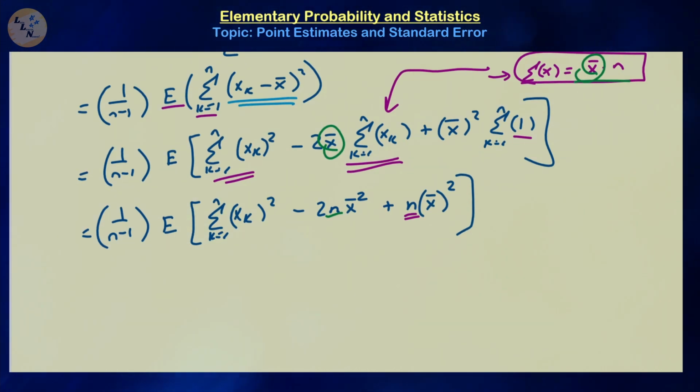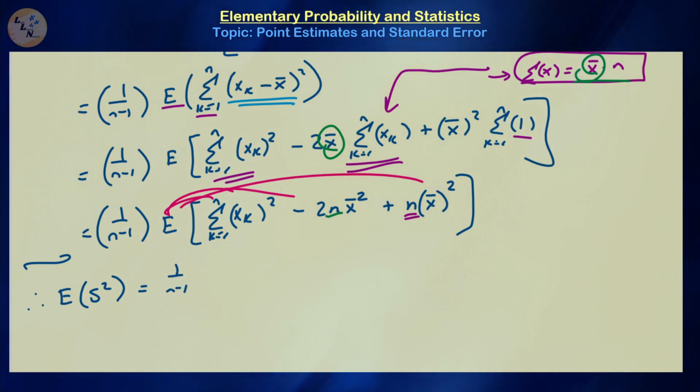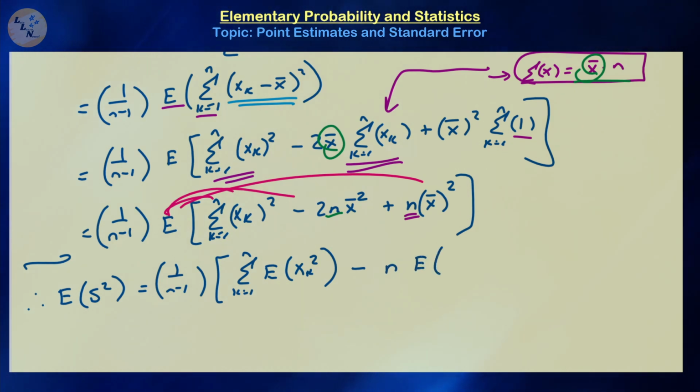So now let us distribute and rearrange our expected value, because again, the expected value of the sum is the sum of the expected values. So let's just see what that comes out to. Up to this point, we have that the expected value of the sample variance is equal to 1 over n minus 1, and then we're going to have the sum from k equal to 1 to n of the expected value of xk squared. So that's the second moment of each of those variables, and then we're going to have minus n E of x bar squared. And why is that?